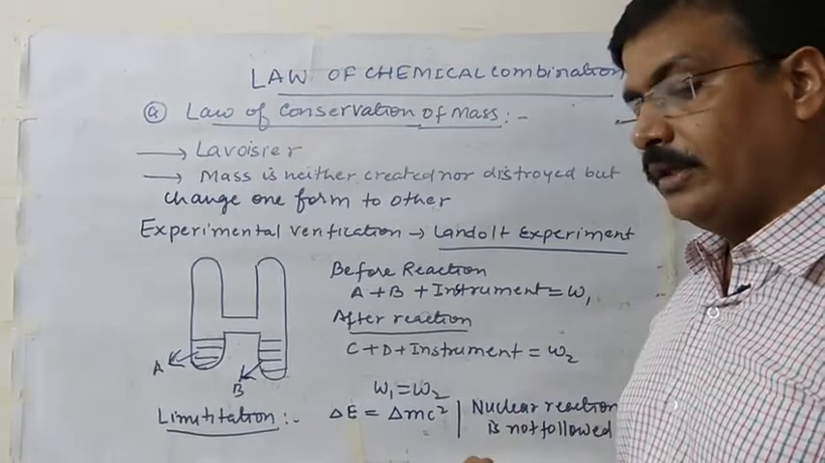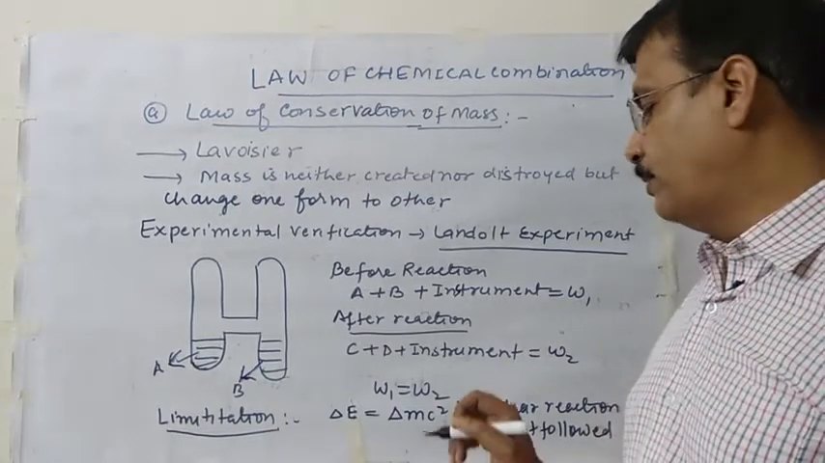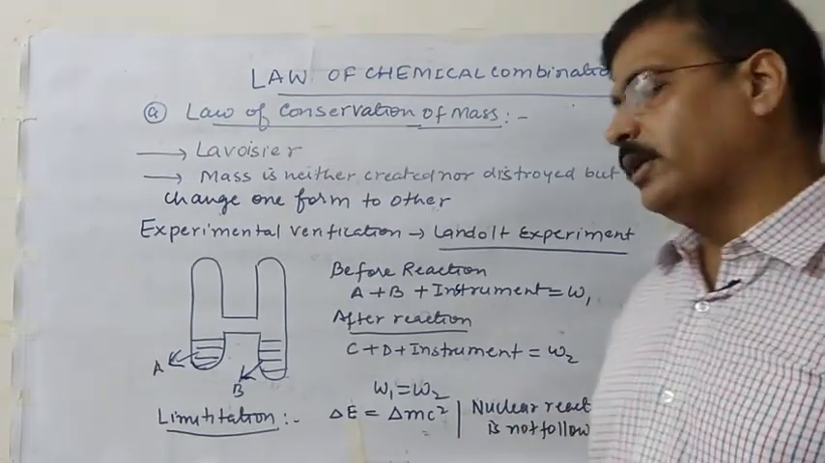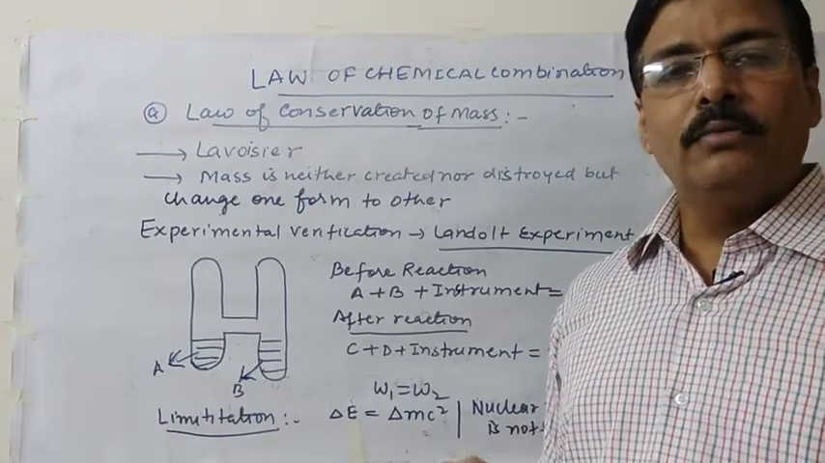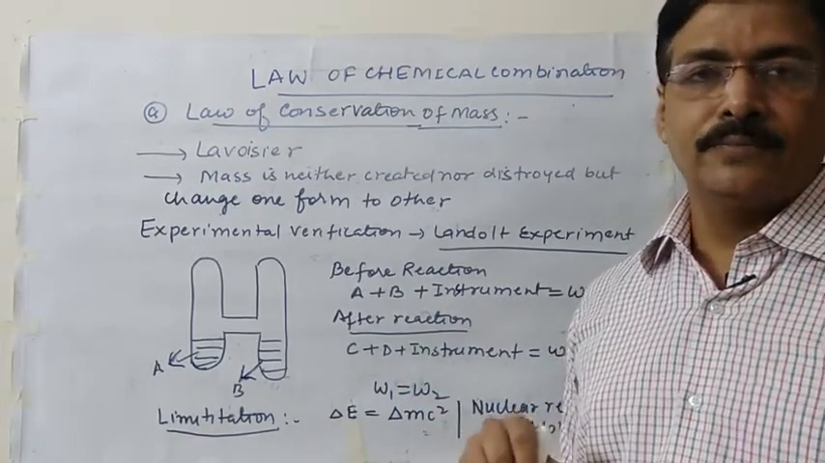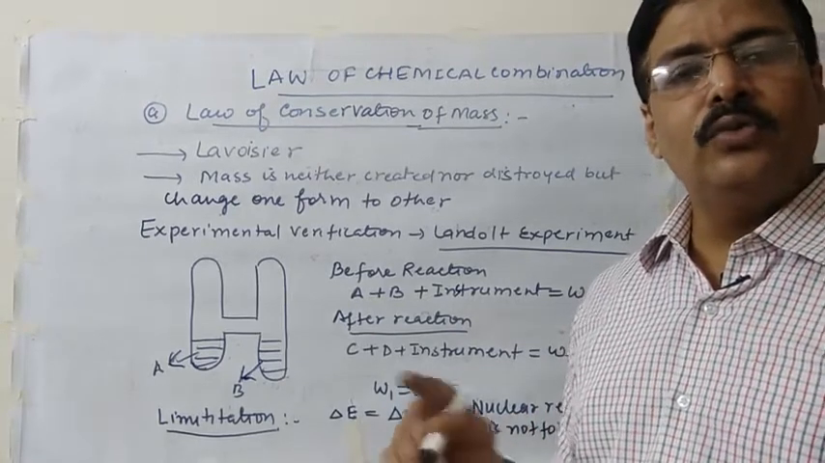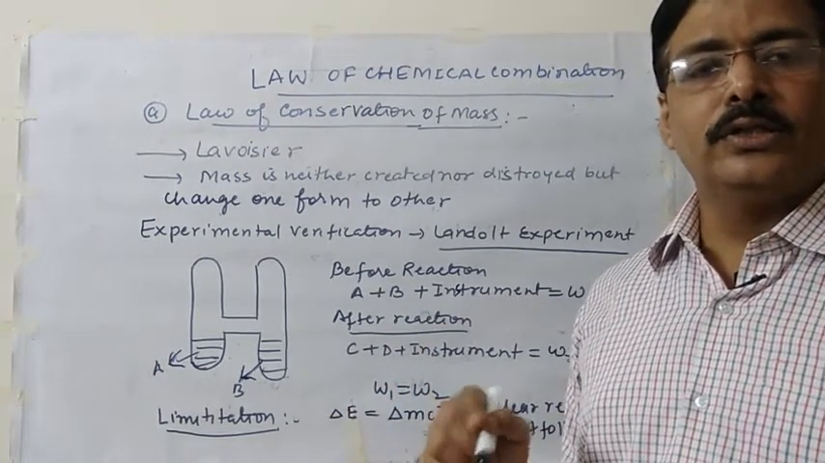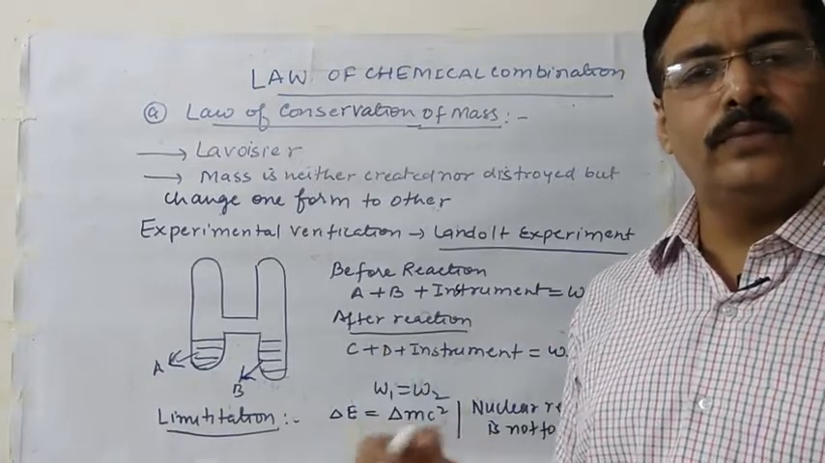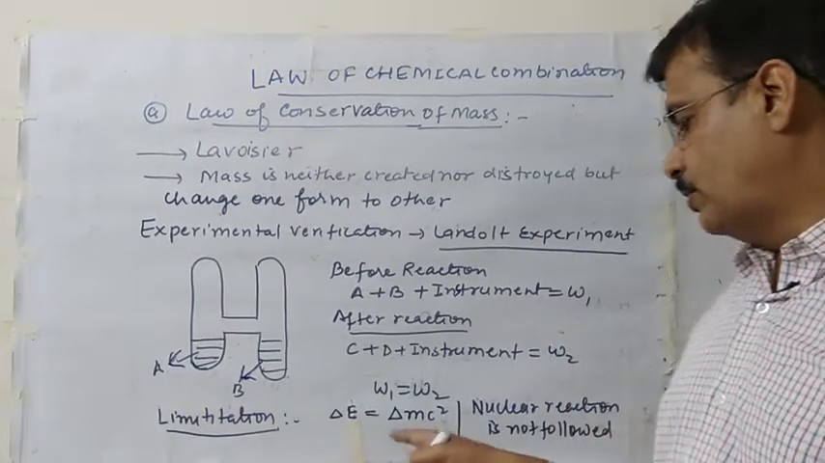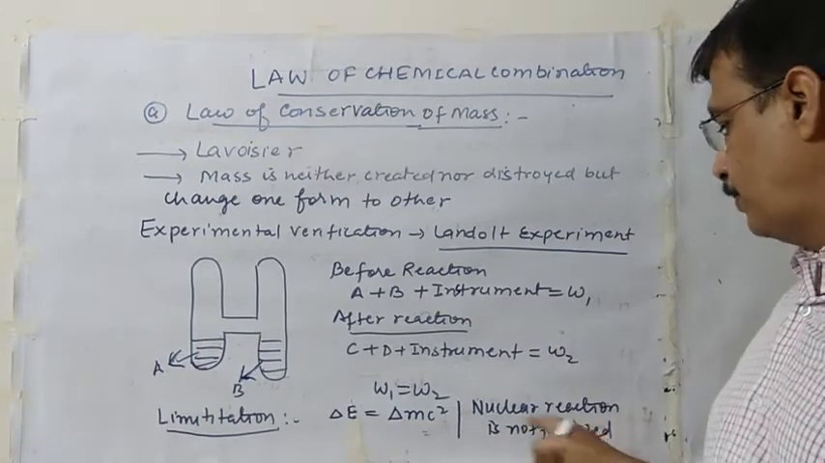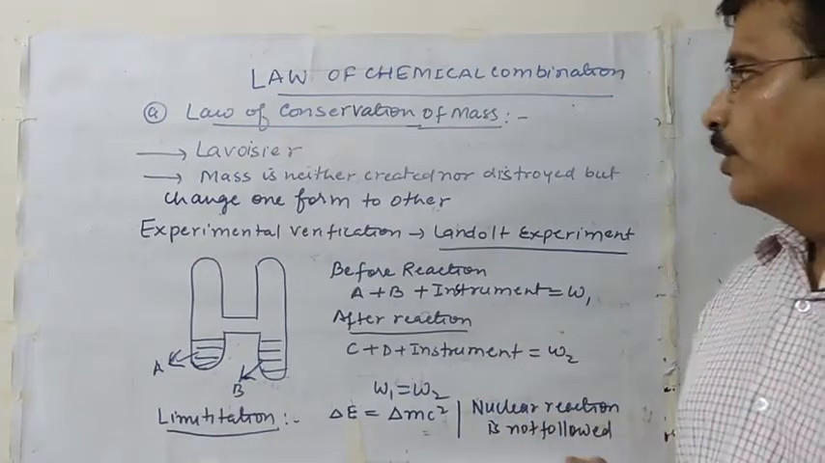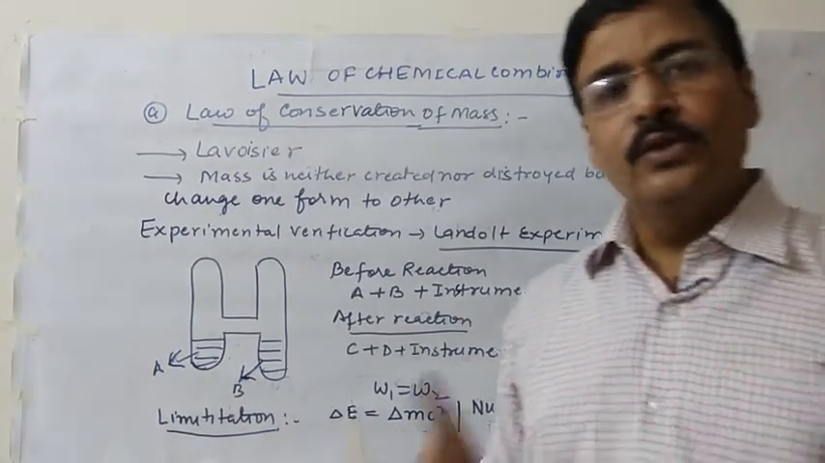But you must remember that there are some limitations, and the limitation is ΔE = Δm c², which we know is the Einstein equation. Δm is the mass defect, and mass defect actually occurs in a nuclear reaction. It means if compounds react in a nuclear reaction, some mass is lost in the form of energy. Clear? This defect in mass is Δm, and that is possible in a nuclear reaction. It means a nuclear reaction does not follow the law of conservation of mass. Clear? You must remember that.